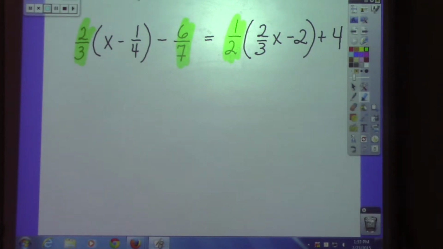Hubert, after I distribute, I got more fractions. We clear them. I don't know how. Meditate. I'll be there in a minute.